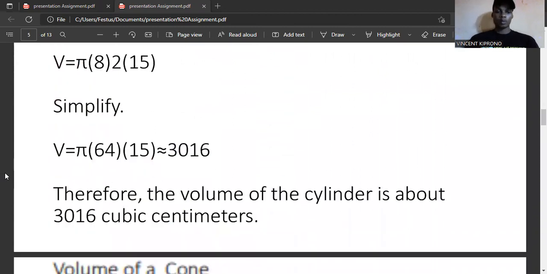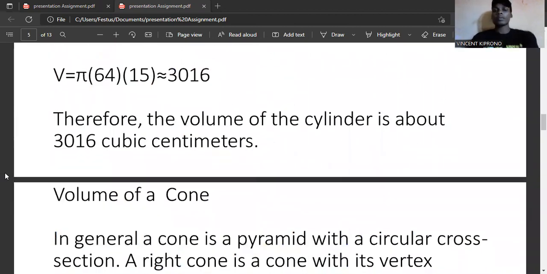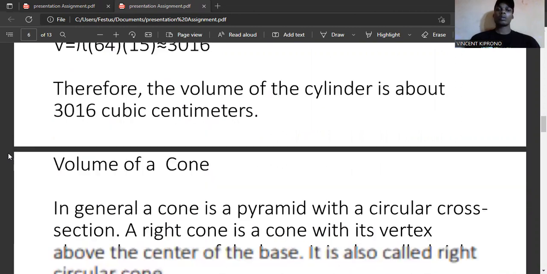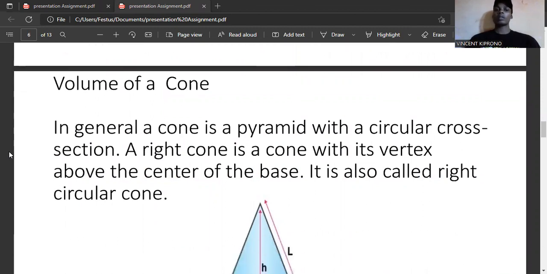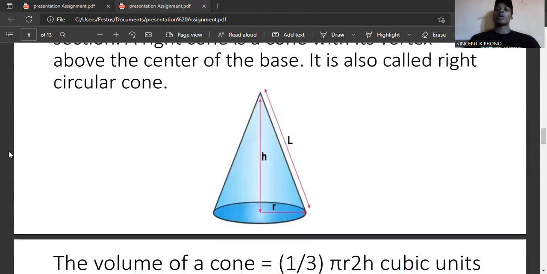Okay, then we go to volume of a cone. In general, a cone is a pyramid with a circular cross-section. A right cone is a cone with its vertex above the center of the base. It is also called a right circular cone. Okay, we have a diagram there. You can see the radius, and then we have the height. Then the slant height, that's the length.